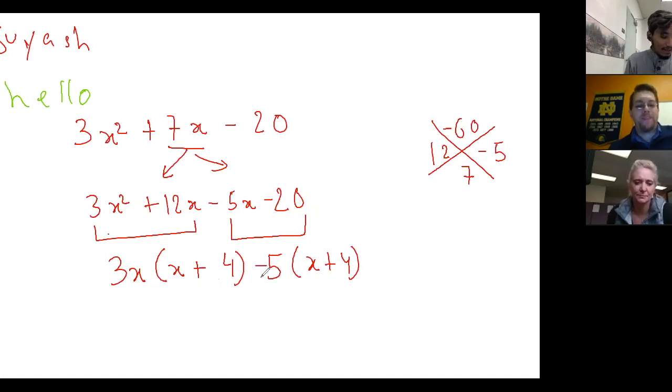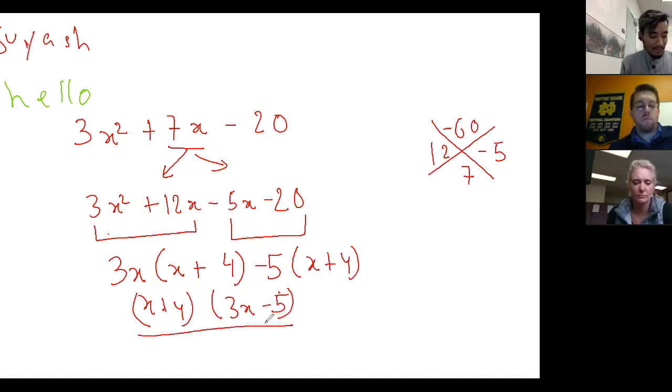And now what else we can do is ask ourselves what's common between these, so we can take the common things to the same side. As we can see, we have x plus 4 and x plus 4 common in both of them. So we'll do that in the next step, taking x plus 4 common, and the remaining is 3x minus 5, and this is going to be our solution. So this is pretty easy. We got a couple of steps over here.